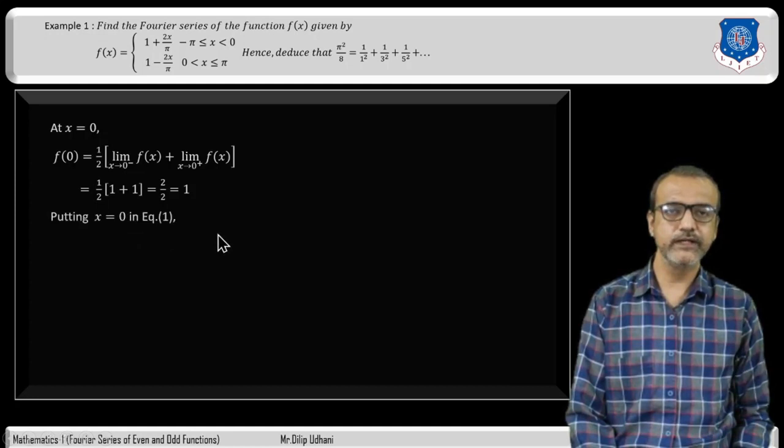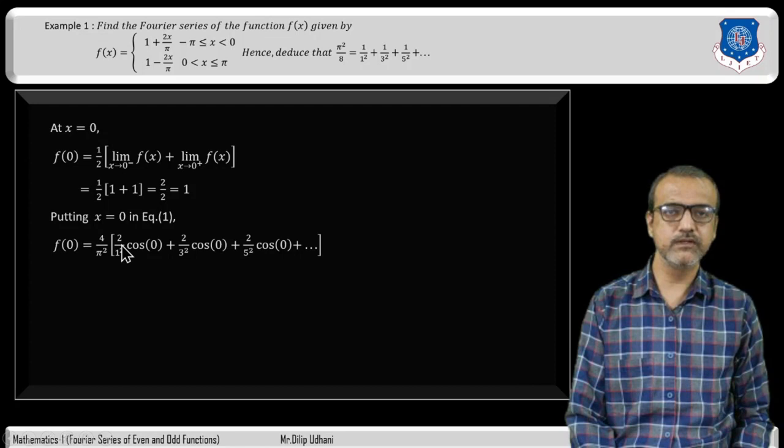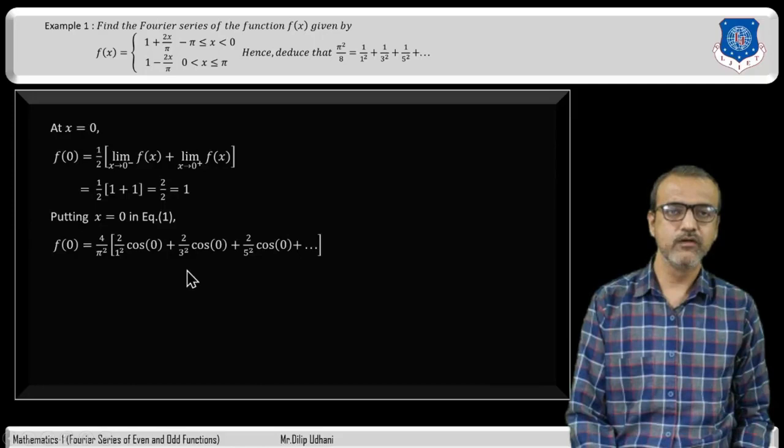Putting x equals 0 in equation number 1, f of 0 equals this 4 by pi square, which will be as it is. Now for n equals 1, the first term is 2 upon 1 square cos 0. Then for n equals 2, 1 minus (-1)^n will become 0. For n equals 3, we have 2 upon 3 square cos 0. Then for n equals 4, 1 minus (-1)^n will become 0. And for n equals 5, we have 2 over 5 square cos 0 and so on.